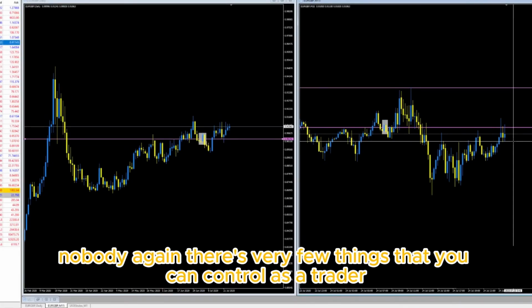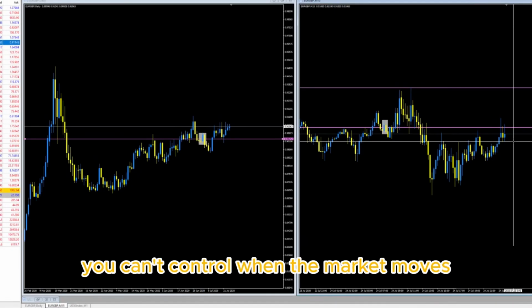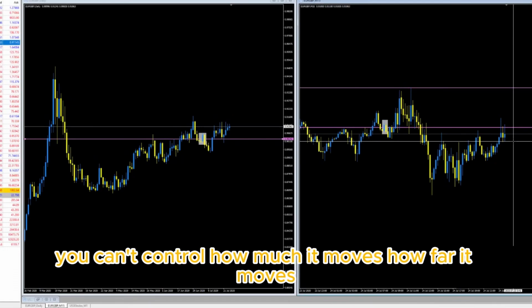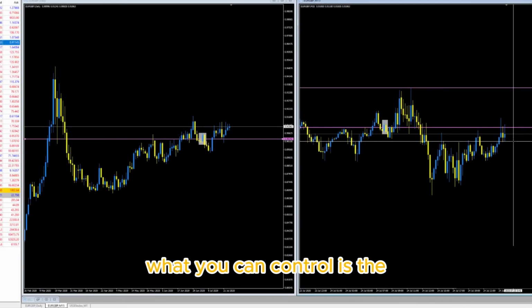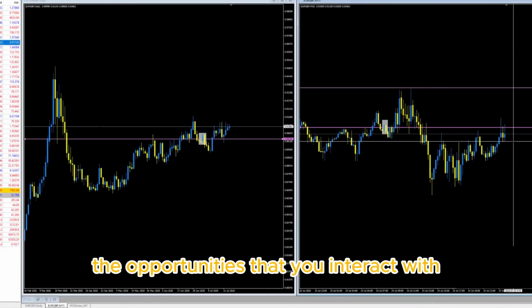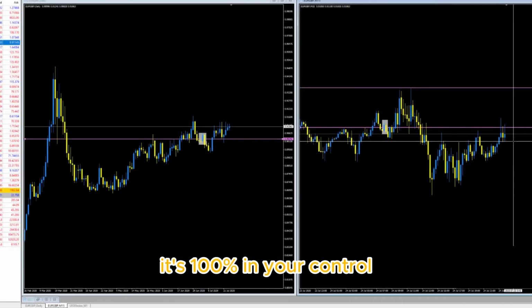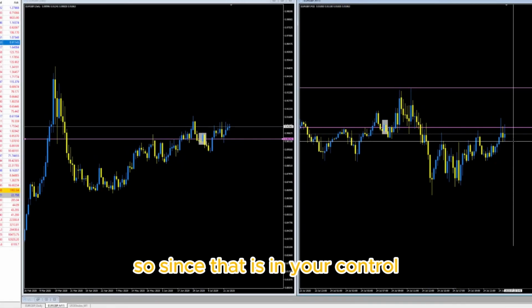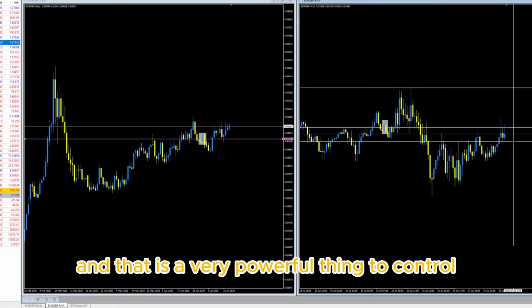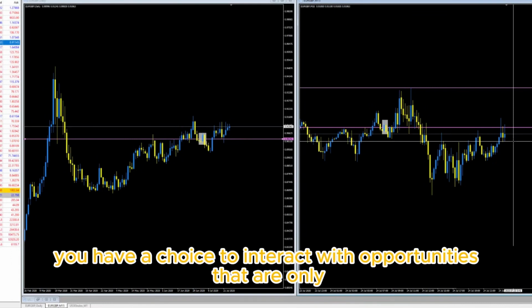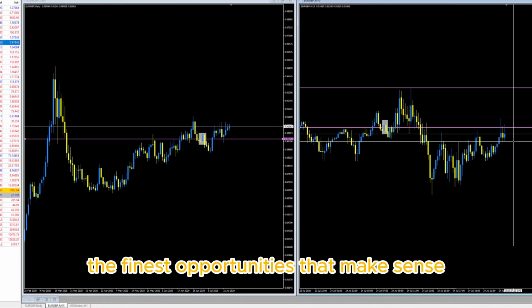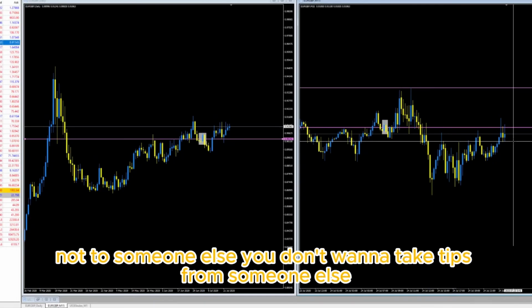There are very few things that you can control as a trader. You can't control when the market moves. You can't control how much it moves, how far it moves. What you can control is the opportunities that you interact with. It's 100% in your control. So since that is in your control, and that is a very powerful thing to control, you have a choice to interact with only the finest opportunities, ones that make sense not to someone else.